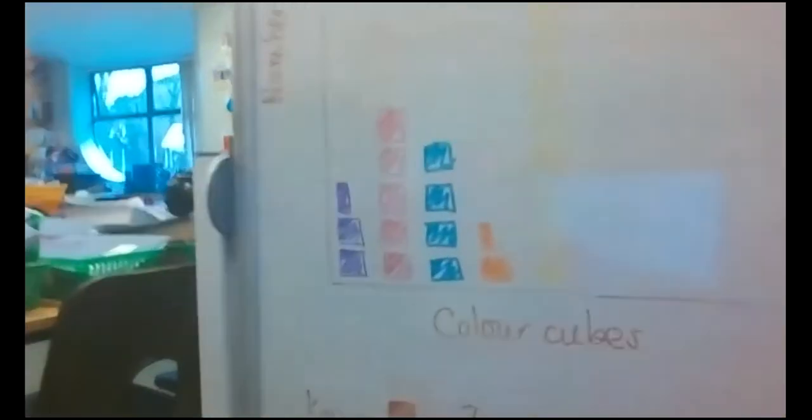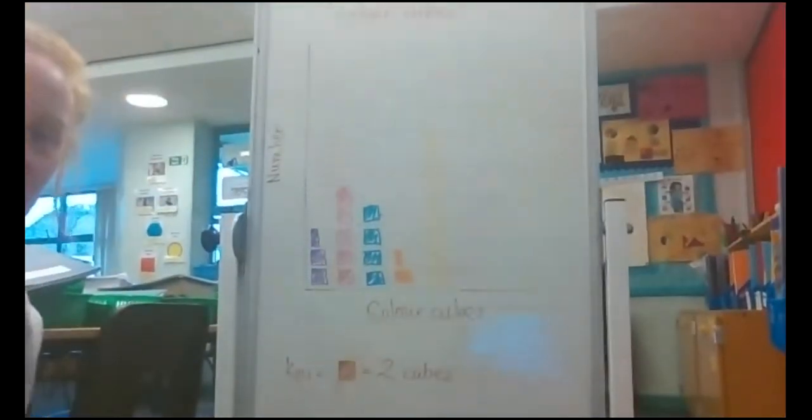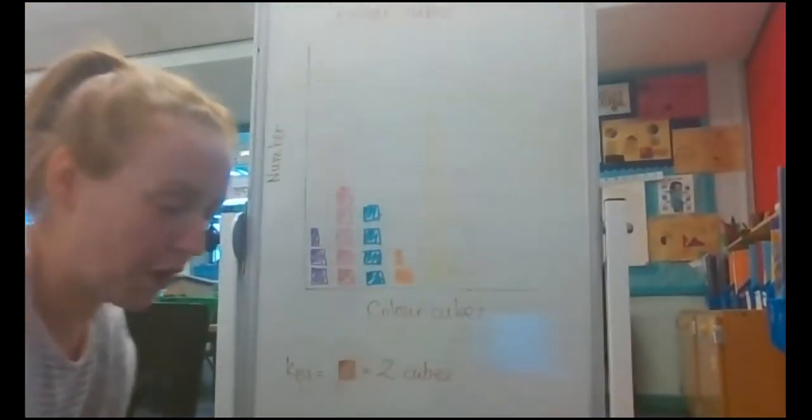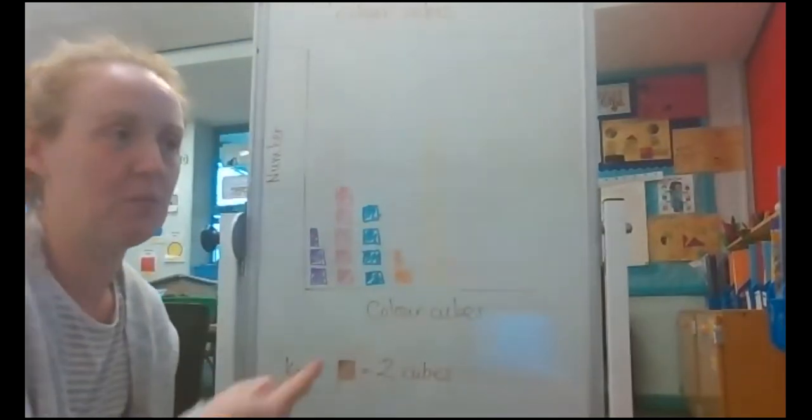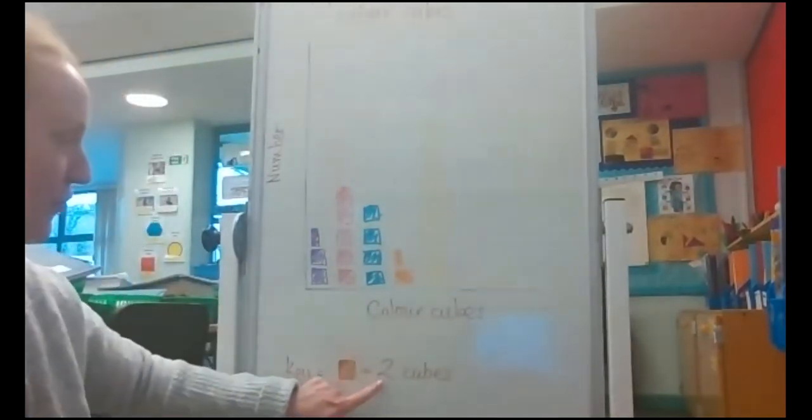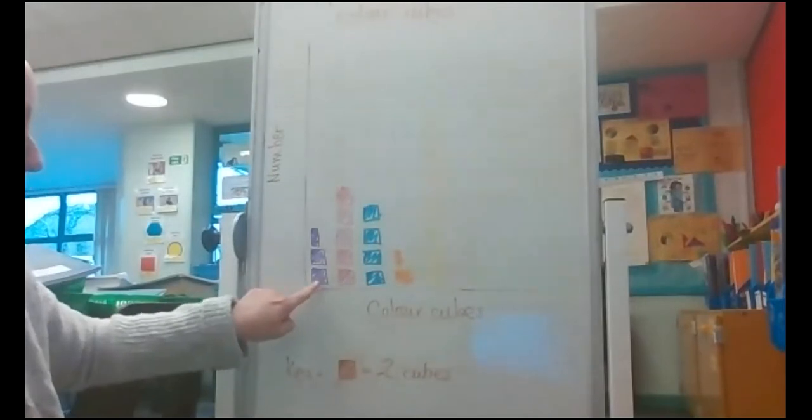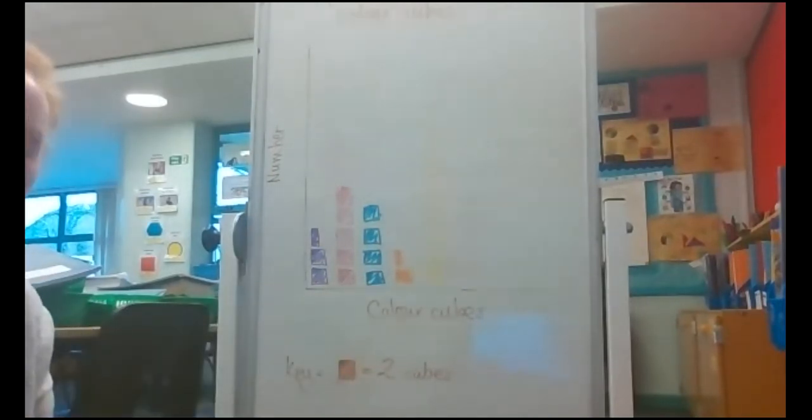Let me see if I can bring it in so you can see where I've drawn the 16 cubes there. Look, there we go. So I've done my pictogram. Now I've done it quite quickly to show you, and I've used a scale of 1 with my animals. 1 picture of an animal equals 1 animal, and a scale of 2. 1 cube picture equals 2 cubes that I've gathered together.